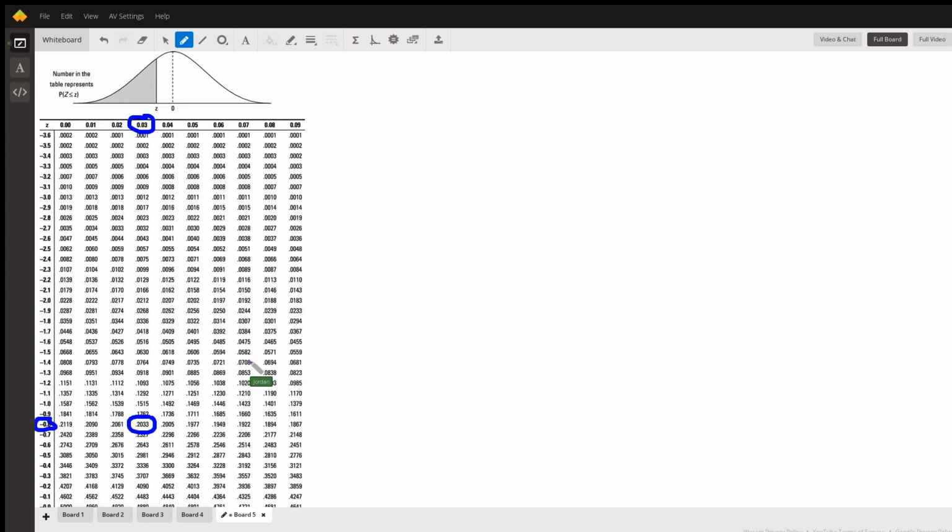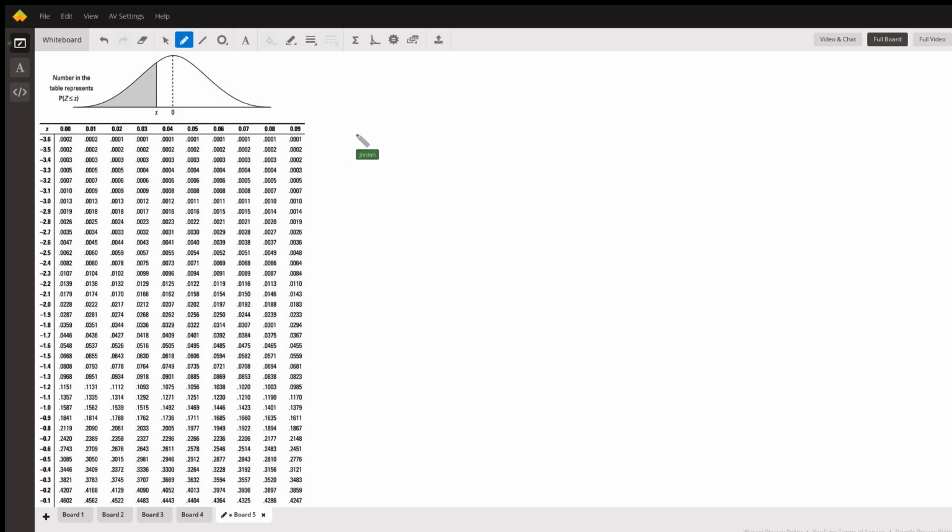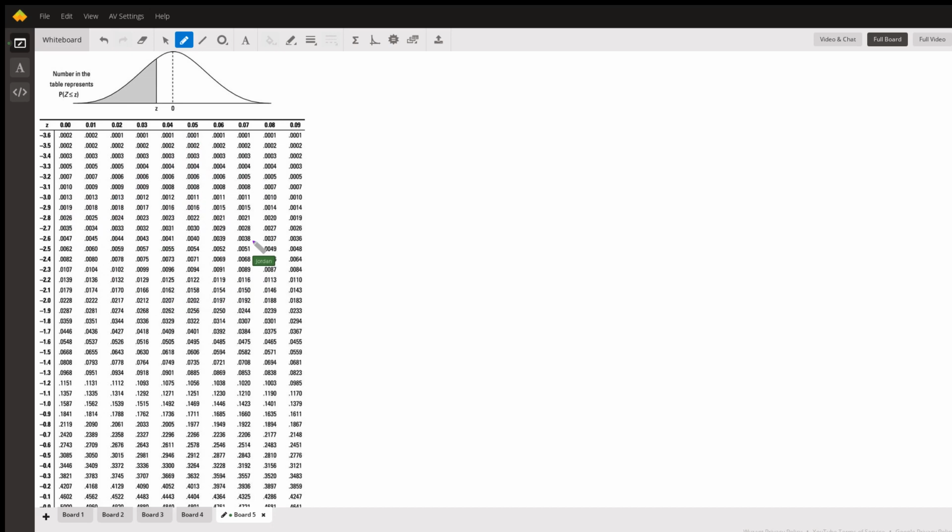So what we can do is go back to the table. And instead of using the headers to find our number and then having something on the inside to be our output, we're going to find the area in the output and then look outwards to find the corresponding z-score. So we are looking for the value that is 0.03.